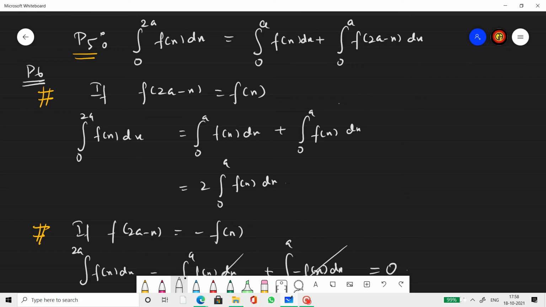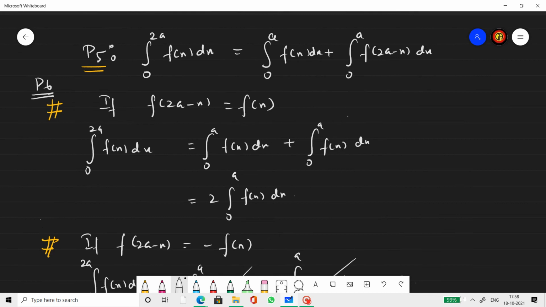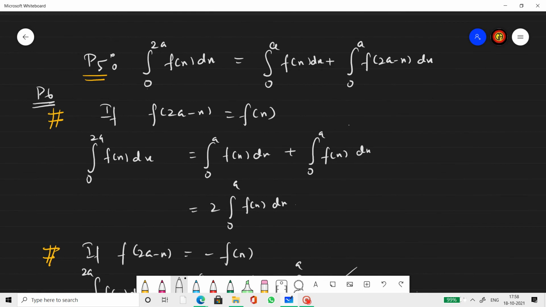Good evening, everyone. In today's class, we're going to see the remaining properties of definite integrals, which is property 5, property 6, and property 7. So first, property 5: integration from 0 to 2a of f of x dx.